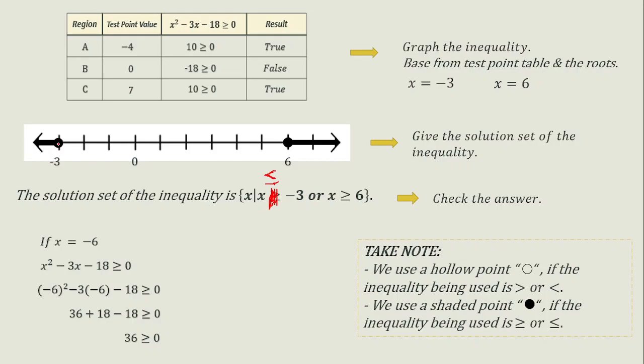And for the region C, the shaded area, yung pinili ko is 8. Substitute the value, then yung result niya is 64 minus 24 minus 18 is greater than or equal to 0. Then 22 is greater than or equal to 0, which is true. So we are 100% sure na all the numbers including 6 na nasa right side ni 6 is part of the solution set. So that's all for the example number 1. So let's try another example.